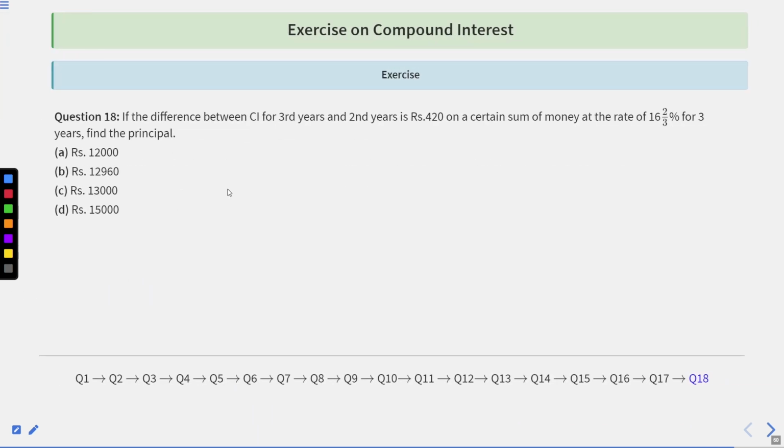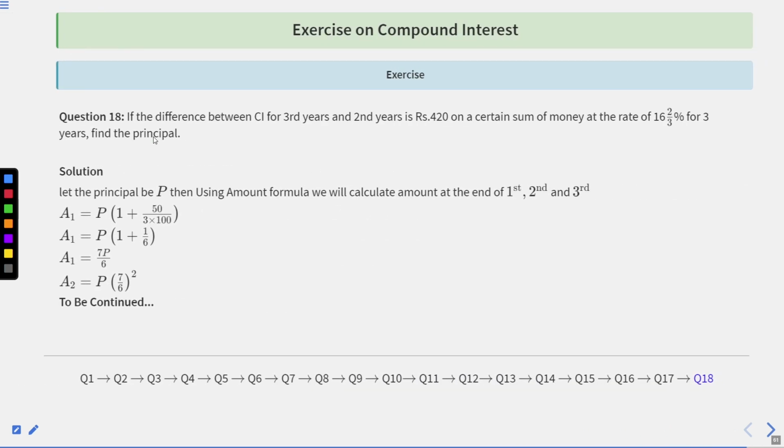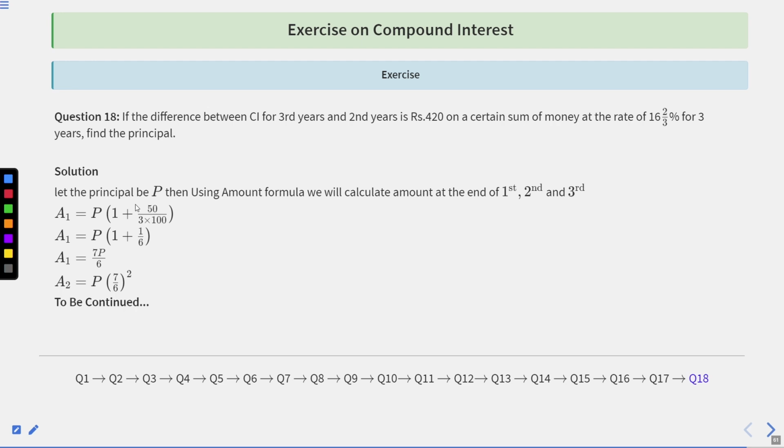Question number 18. If the difference between compound interest for the third year and the second year is rupees 420 on a certain sum of money at the rate of 16 and 2/3% for 3 years, find the principal. So the solution: let the principal be P, then using the amount formula we will calculate the amount at the end of first, second and third year. So A1 is equal to P times 1 plus 50 upon 3 into 100, and A1 equal to P times 1 plus 1 upon 6. So A1 equal to 7P upon 6.